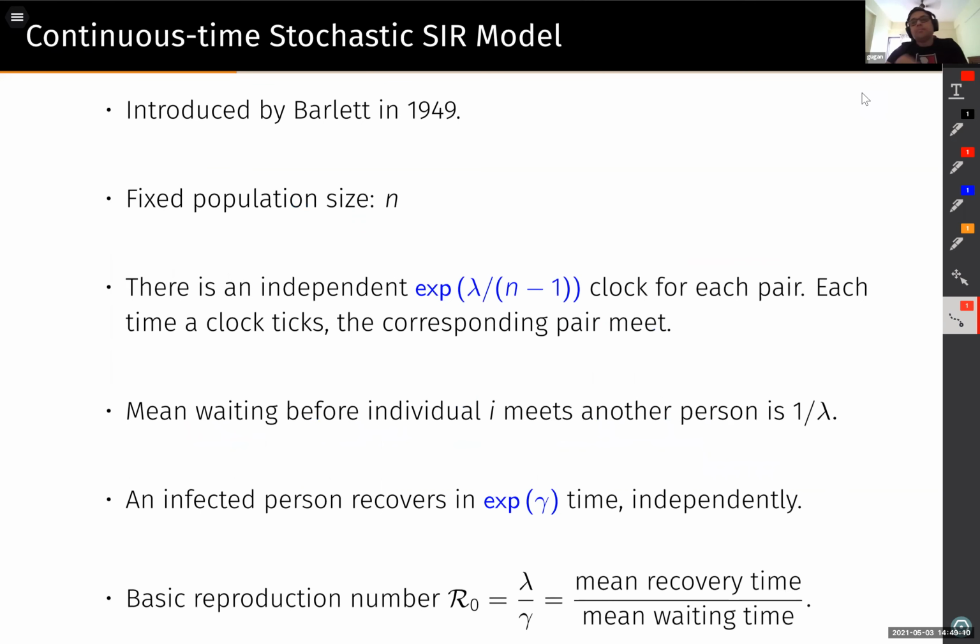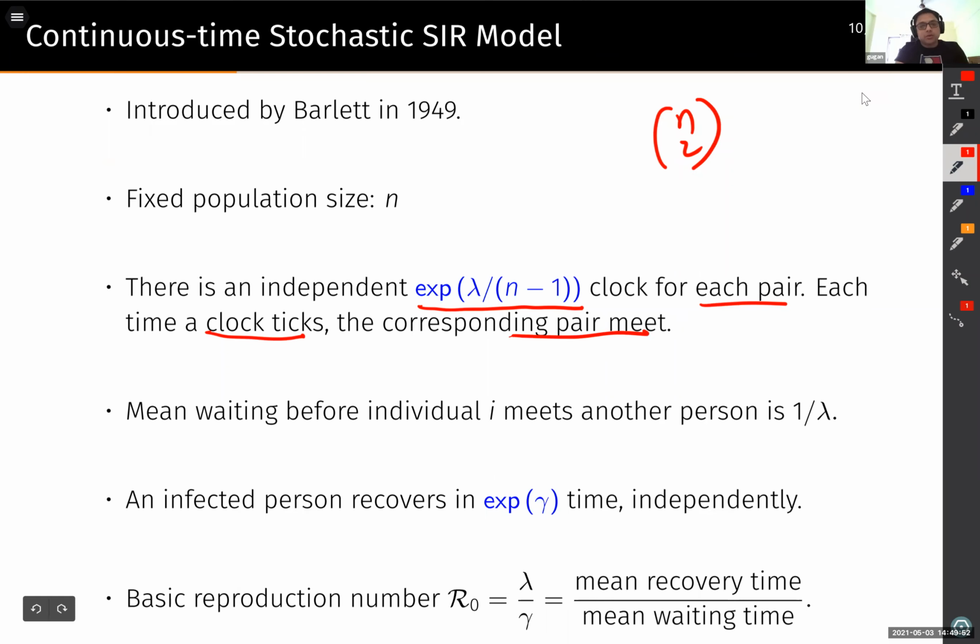All right. Our model is basically a stochastic SIR model, and we begin with its description in the continuous time setup. This model was introduced by Bartlett in 1949. In this model, we start with a fixed population of size n. So clearly there are n choose two pairs of individuals, and we want to understand how often they meet. In this model, we assign an independent exponential clock for each pair, and each time a clock ticks, the corresponding pair meet. So that's how this model is described.